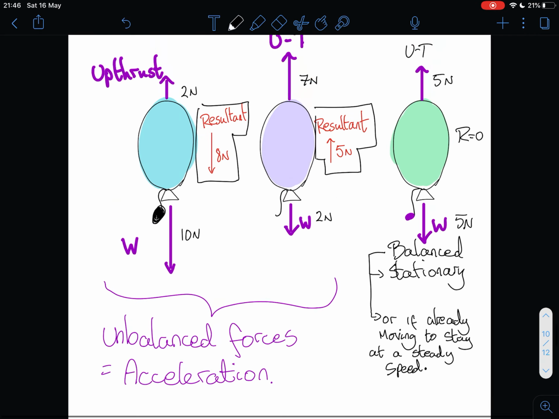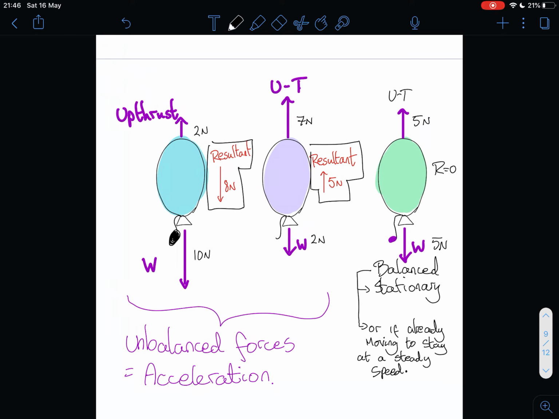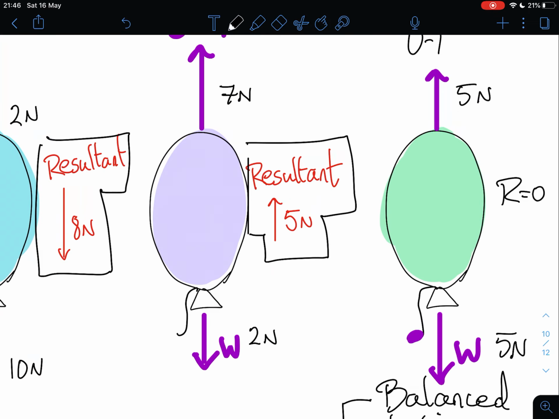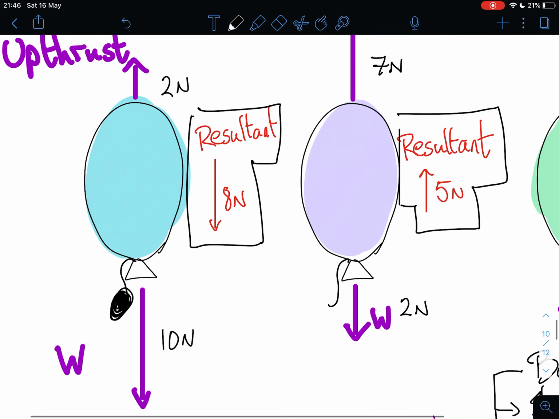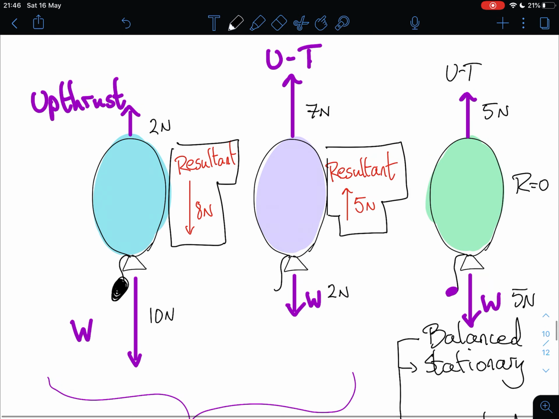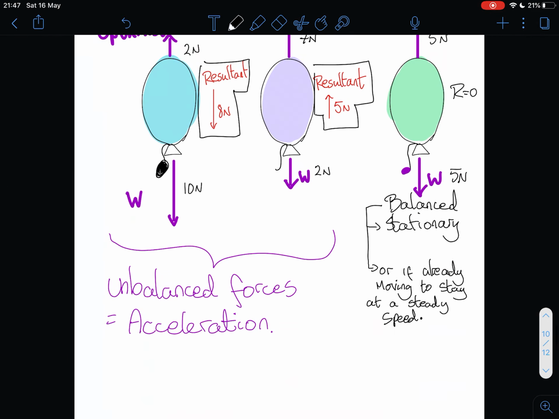So these three balloons really nicely demonstrate Newton's first law, that an object will remain in motion or an object will remain stationary unless there is a resultant force acting on them, unbalanced forces, in which case it will then go in the direction of the resultant force. So that's the first law done. Next law, second law.